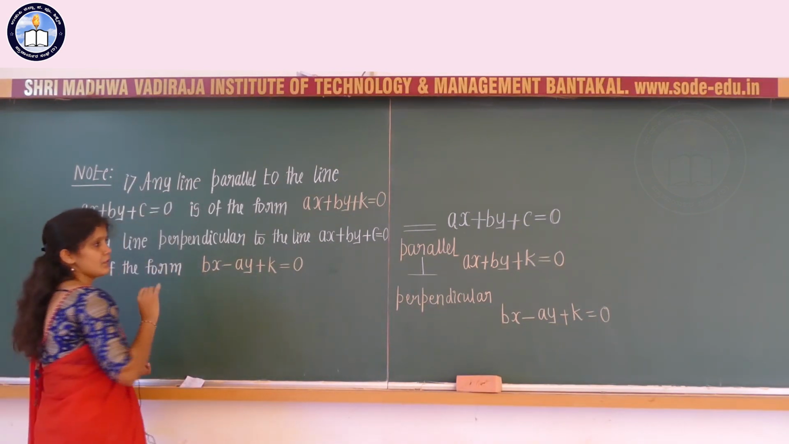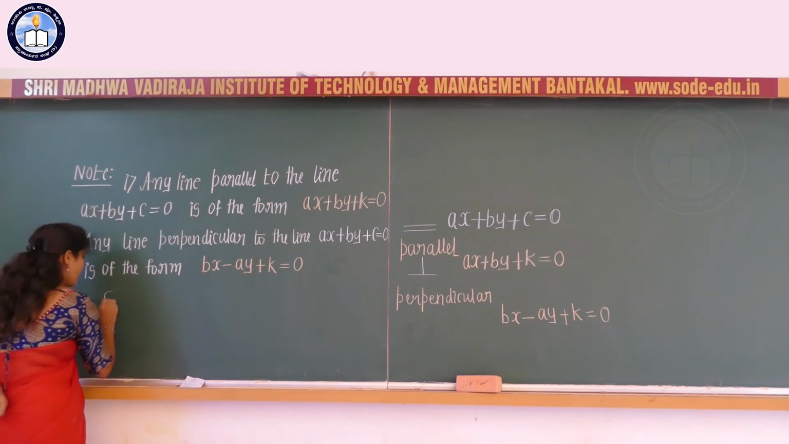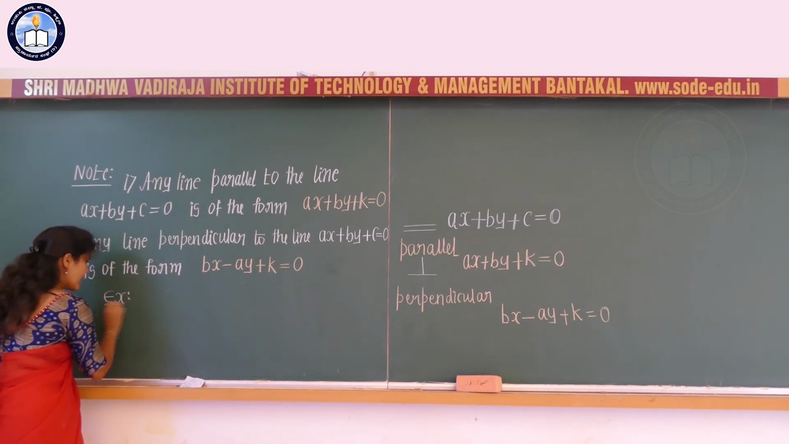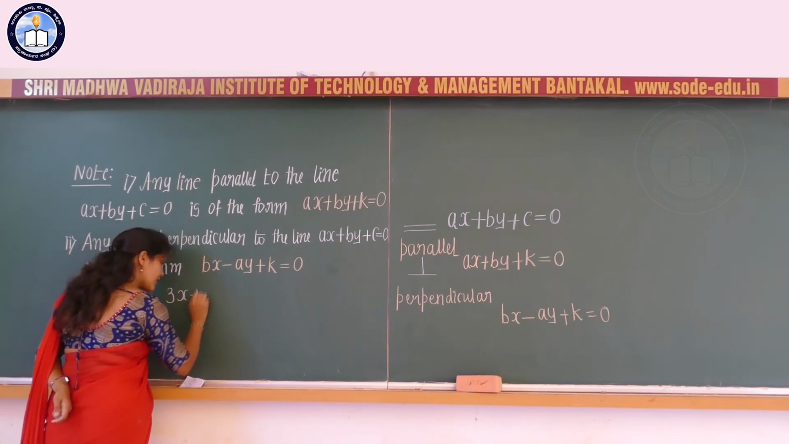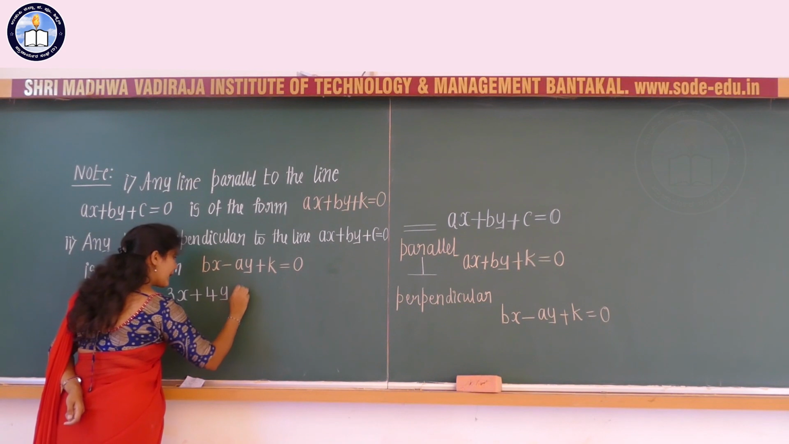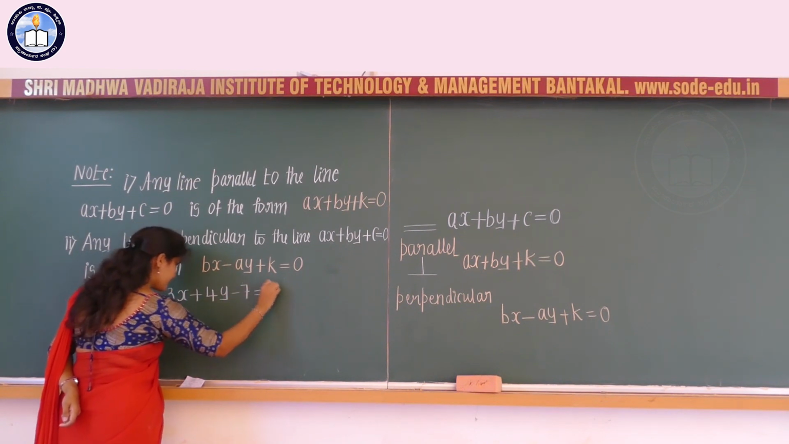So let's consider one example. With the help of an example I will explain this. Assume that the given equation of the line is 3 into x plus 4 into y minus 7 is equal to 0.